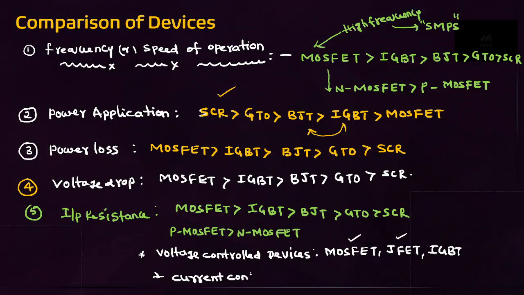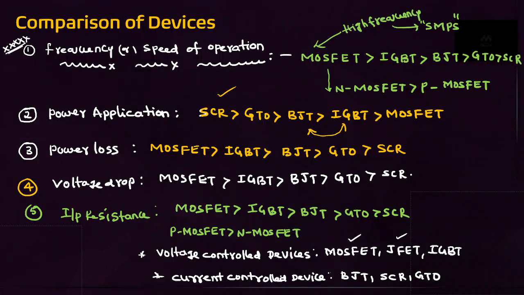In module 1, in the last video, I will give a final comparison, students, that also you concentrate on. Here I am giving only some comparisons. Which is the current control device? BJT is the current control device. Even SCR is also a current control device. Even GTO is also a current control device. This is some comparison of the devices. Mainly, this is repeated in competitive exams.